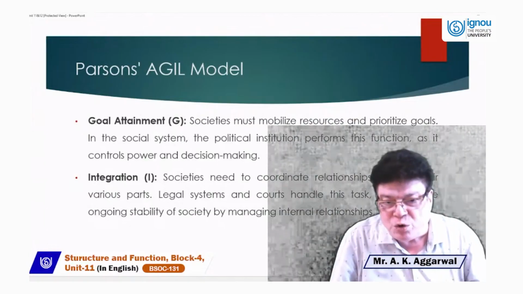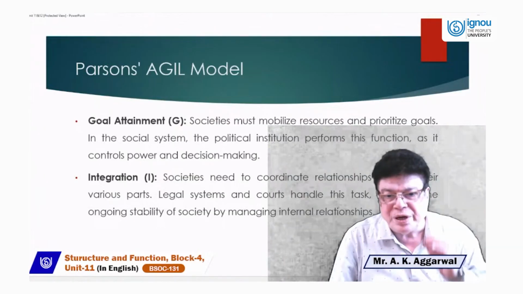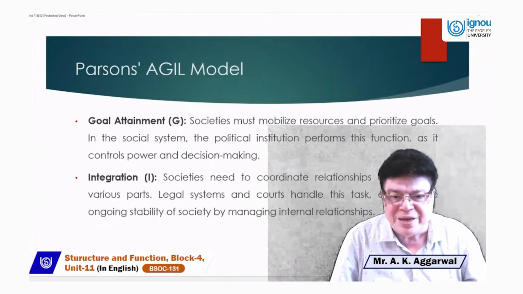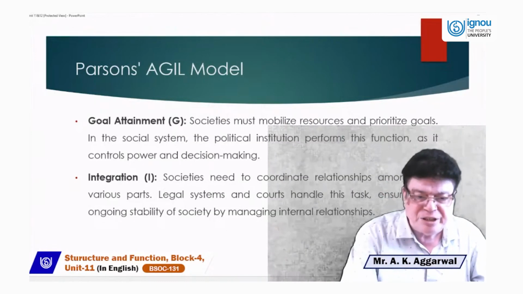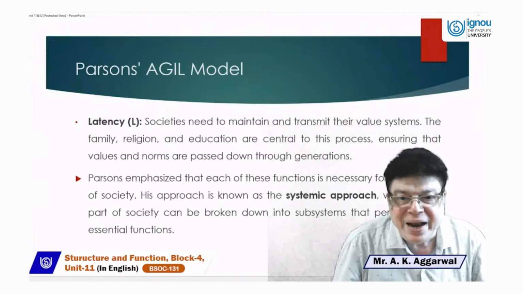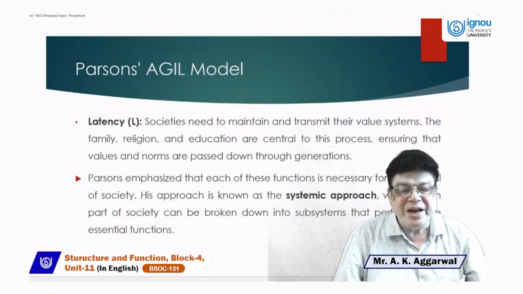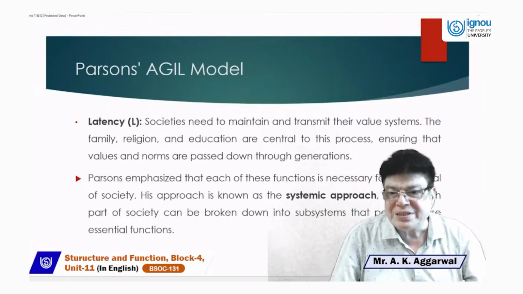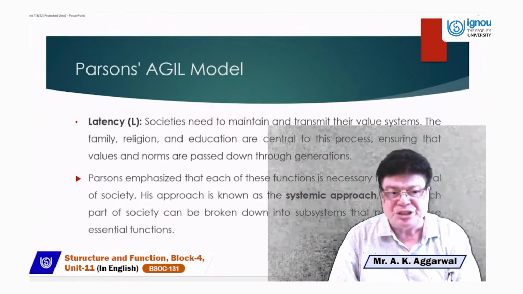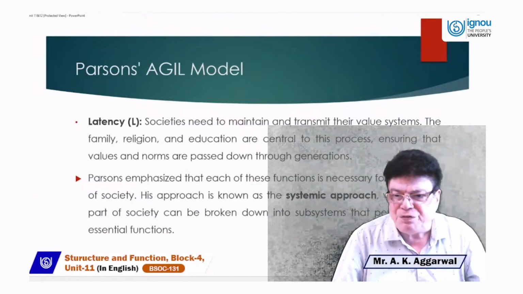Integration, I: societies need to coordinate relationships among their various parts. Legal systems and courts handle this task, ensuring the ongoing stability of society by managing internal relationships. Latency, L: societies need to maintain and transmit their value systems. The family, religion, and education are central to this process, ensuring that values and norms are passed down through generations. Parsons emphasized that each of these functions is necessary for the survival of society.